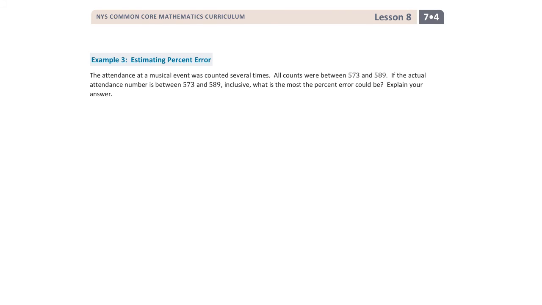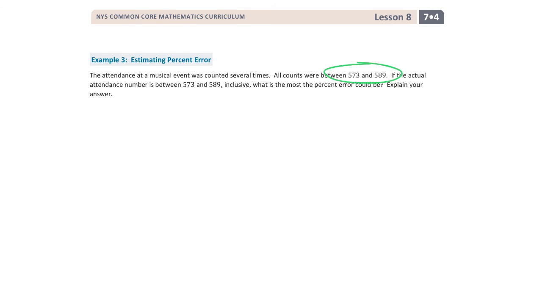Okay, on example 3, estimating percent error. So estimating means we're not going to have exact numbers. It says attendance at the music festival was counted several times. All the counts were between 573 and 589. If the actual attendance is somewhere between those two numbers, inclusive, what is the most the percent error could be? And explain your answer. So the difference between those two numbers is 16.